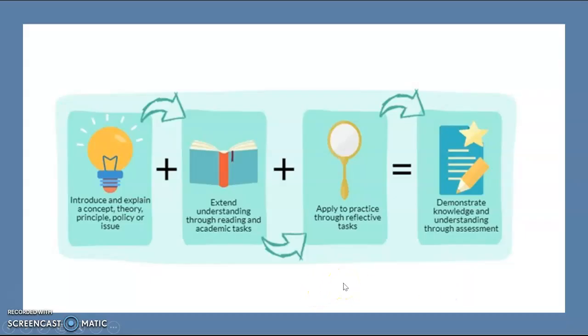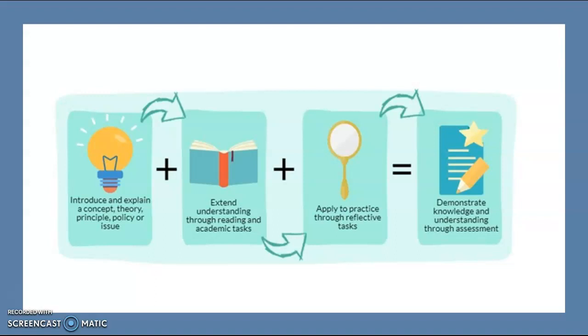Through this course, we have an approach towards learning and development. Firstly, we introduce and explain a concept, theory, principle, policy or issue, for instance, something like sustained shared thinking. We then extend understanding through reading and academic tasks. So if you were looking at sustained shared thinking, you'd be looking at further reading and research around this using our library in Sheffield, online library, Google library. Looking at people, for instance, like Siraj Blatchford and her role of sustained shared thinking, play and metacognition in young children's learning. And there are many more research documents and books around sustained shared thinking for you to access.